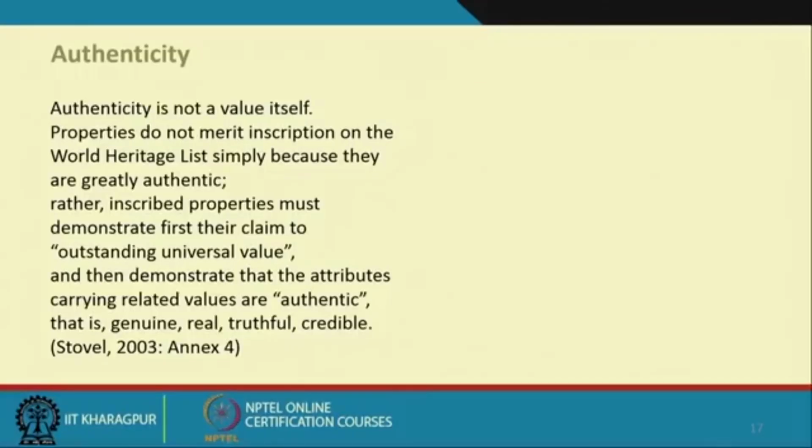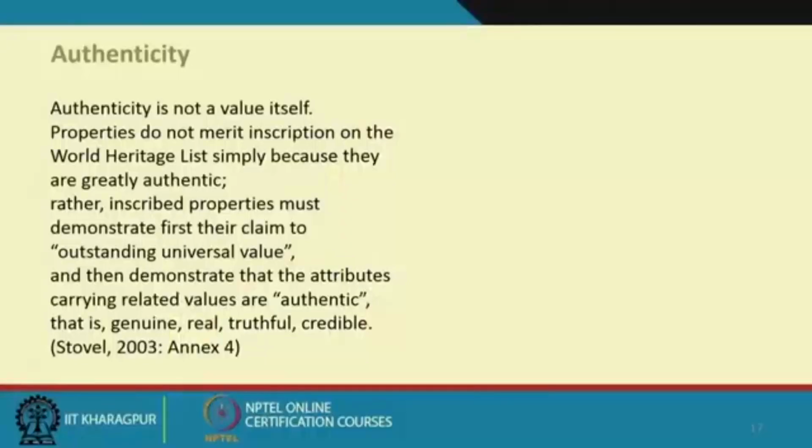Rather, inscribed properties must first demonstrate their claim to outstanding universal value, and then demonstrate that the attributes carrying the related value are authentic, that is genuine, real, truthful and credible. So, I am quoting that. This is very important to understand. Authenticity itself is not an essential prerequisite for being declared a World Heritage Site. What is important are the values and the attributes, how the attributes explain the value, and then we have to see how much of the original remains, and that is a measure. So, this subtlety must be understood.